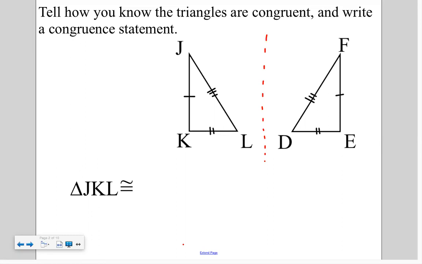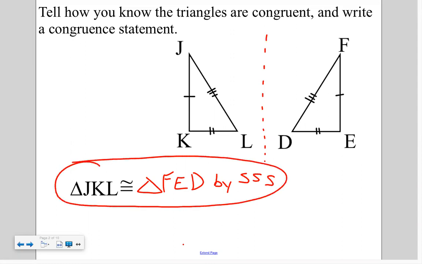But let's see how we would name these 2 triangles in a congruence statement. So we got triangle JKL. In this name, it's going in the order of the single to the double side. So in my second name, I've got to go single to double. So FED, by, and we're using our 3 pairs of congruent sides. So that would be our congruence statement for this example. Side, side, side.